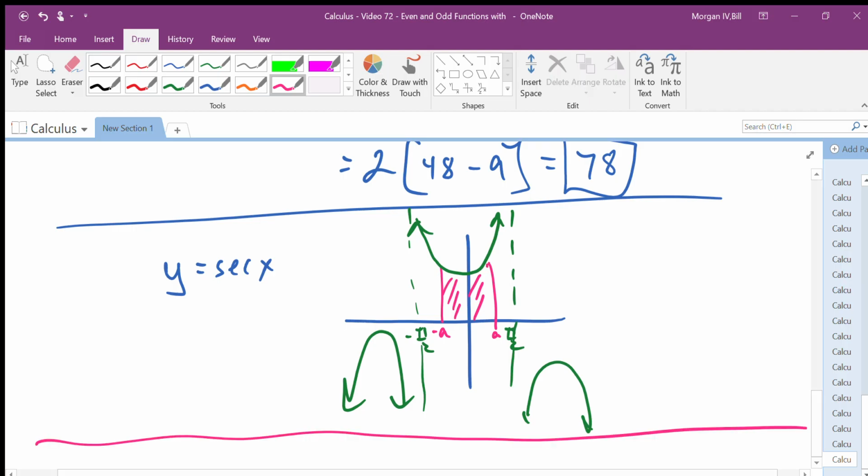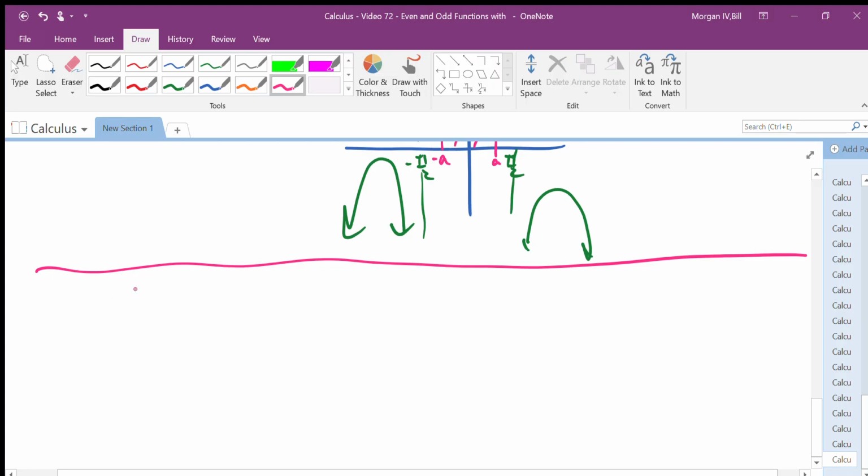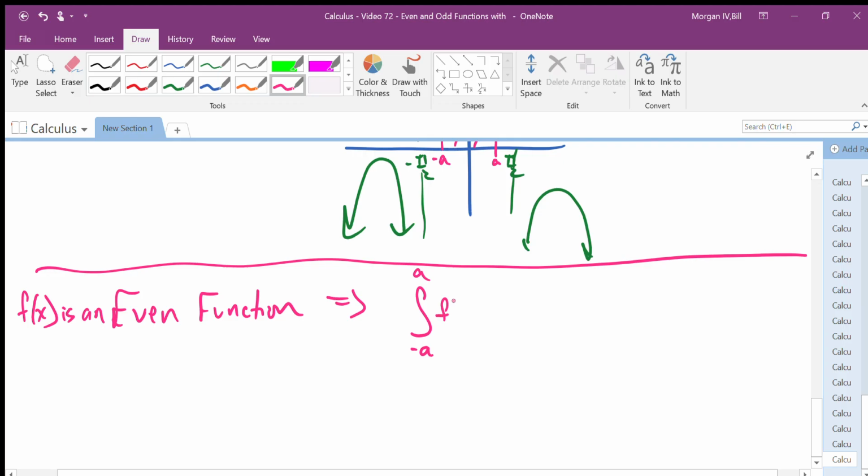Okay, so in general, as long as we don't cross over a vertical asymptote or a place where the function is undefined, if it goes from negative a to a and it's an even function, we can do this. Let's say f of x is an even function, then the integral from negative a to a of f of x dx is equal to twice the integral from 0 to a of f of x dx. Saves a little bit of time. And that's good. We like saving time.